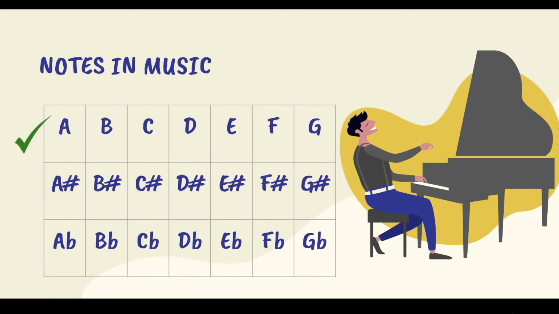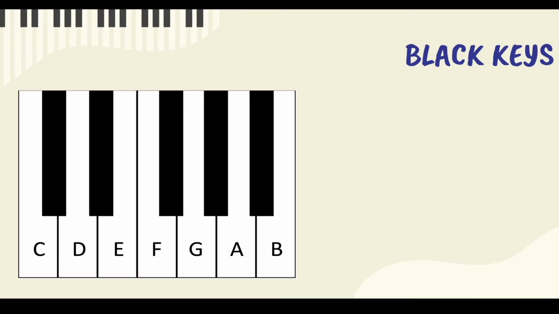Now that we have looked at the first row and heard how it sounds like on the keyboard, what about the second and third row, the sharps and the flats? That is where the black keys come in.